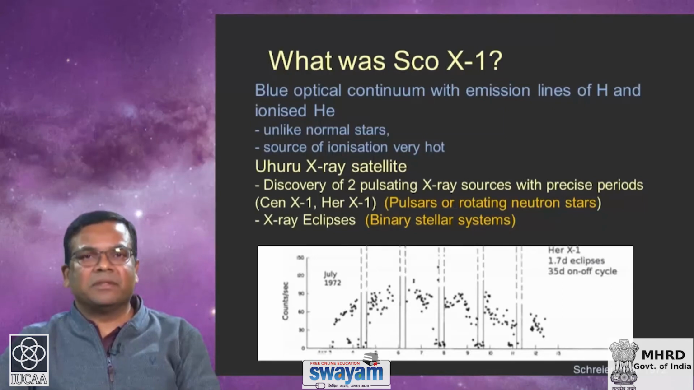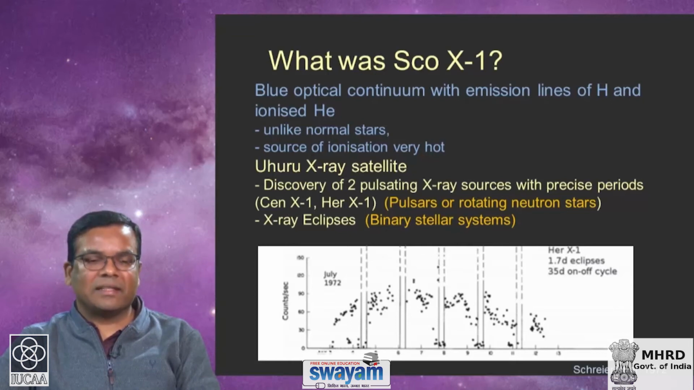What was this first X-ray source, SCO X-1? It was a very strange source because none of the other stars had this much X-ray radiation. When the optical spectrum of SCO X-1 was studied, it had a blue optical continuum with emission lines of hydrogen and ionized helium. This kind of spectrum was very different from the optical spectrum of normal stars, which usually have absorption lines and a weak continuum. The blue continuum and the ionized lines of helium and hydrogen indicated a source of ionization which must be very hot, but the nature of this source was still not known.